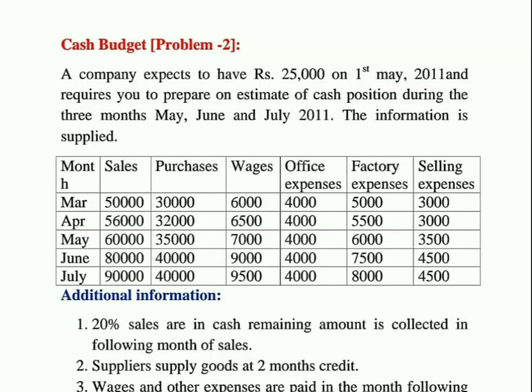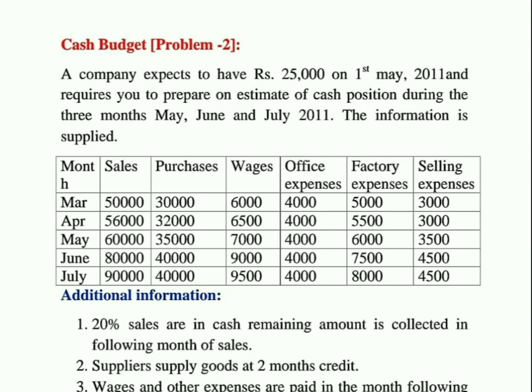Hi everyone. In the last video, we discussed a problem on cash budget preparation. So, in this video, I am going to explain another problem on cash budget.